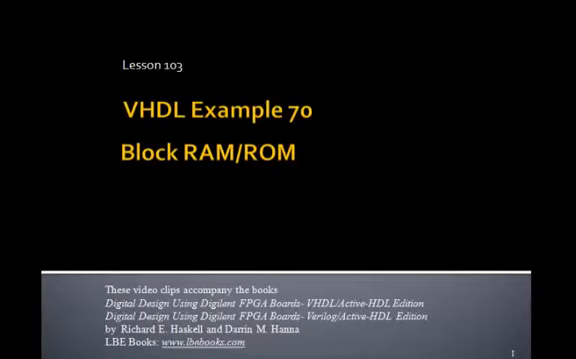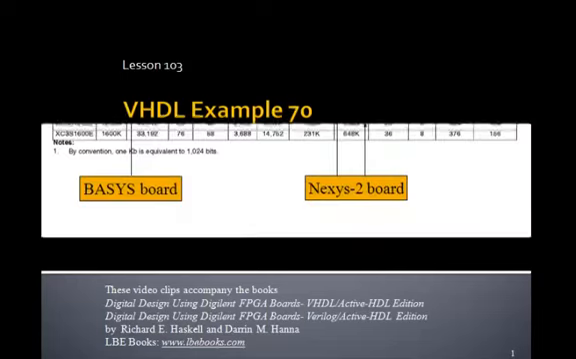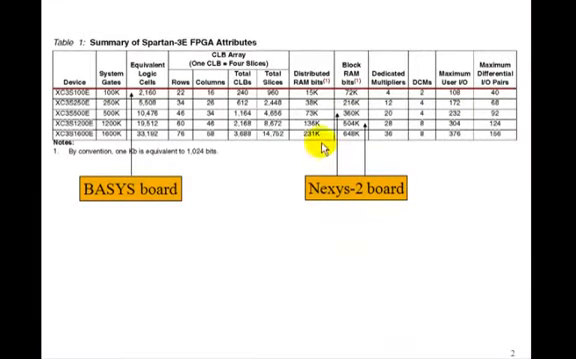This is lesson 103, VHDL example 70. And in this example we'll look at block RAM and block ROM. Remember in the last lesson we looked at distributed RAM bits. There are also separate memory blocks in the FPGA. These are separate from the CLBs, called block RAM.